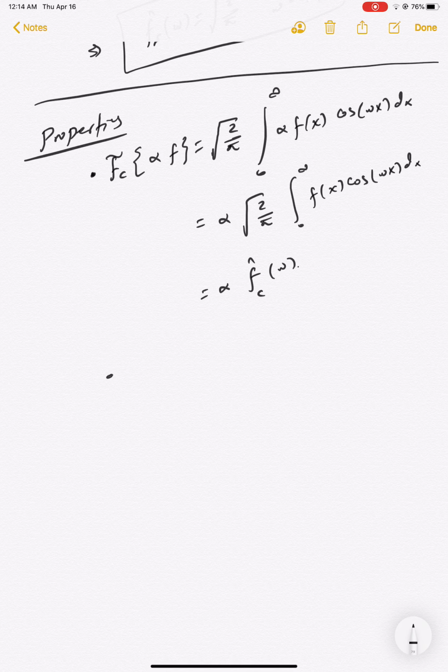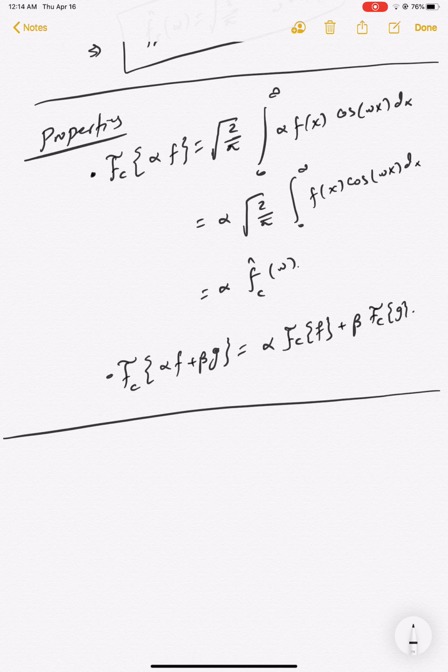They take the constants out. The other simple property is if you take the Fourier cosine or sine for alpha f plus beta g. So imagine alpha is a constant, beta is a constant. What is this? This will be alpha times the Fourier cosine of the function f plus beta Fourier cosine of the function g. It is very similar to the above one. So if you do just the integral, distribute it, and take the constants out, this is exactly what you're going to get. So this is a summary. I think this is a very detailed summary of the concept of Fourier cosine and sine transform.